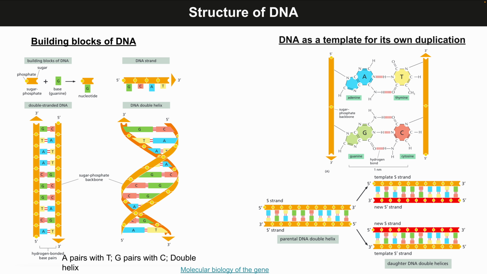What we want to study is A pairs with T, G pairs with C. It forms a double helix. This is interesting and important because it gives us a ladder for making double copies of it as well. Because remember, this is the genetic material.